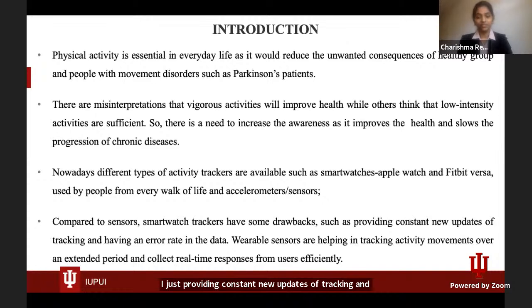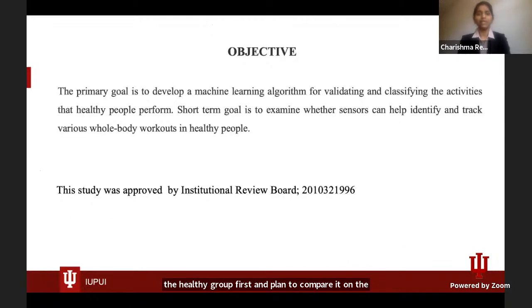So these wearable sensors help in tracking activity movement over an extended period of time and collect real-time responses from the users effectively. This study analyzed the physical activities of the healthy group first and plans to compare them with people with movement disorders further. The primary goal of this project is to develop a machine learning model for validating and classifying the activities that healthy people perform. The short-term goal is to examine whether the sensors can help identify and track various whole body workouts in healthy people. This study is approved by the Institutional Review Board.